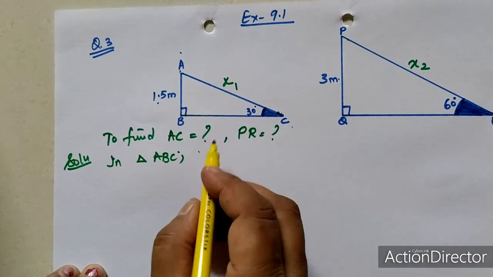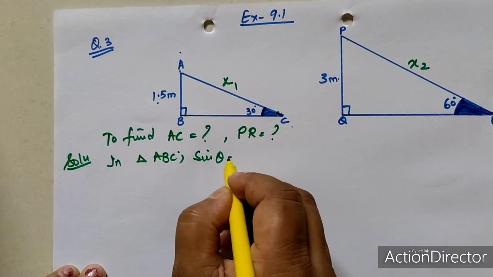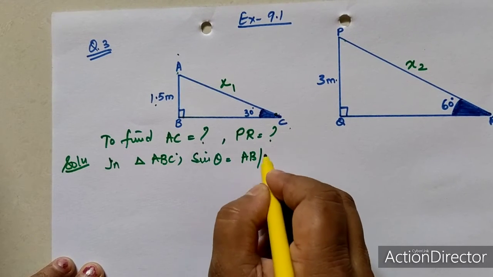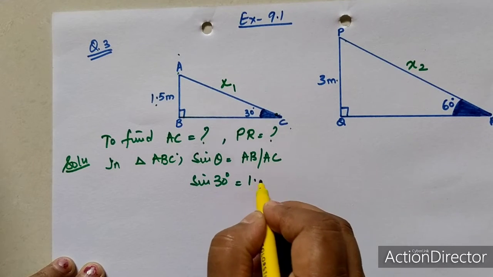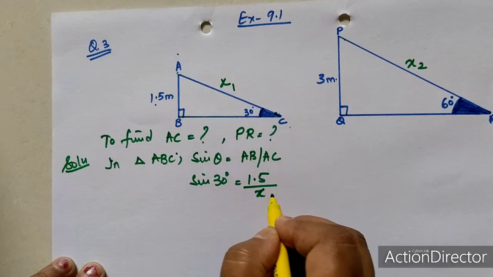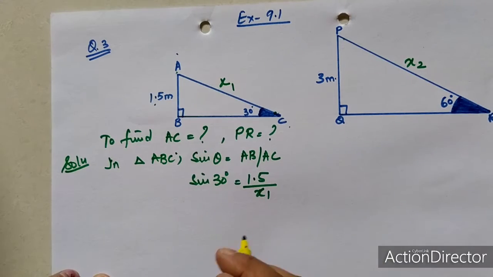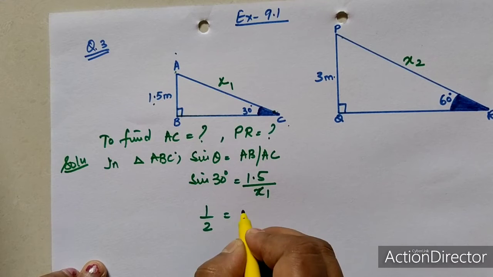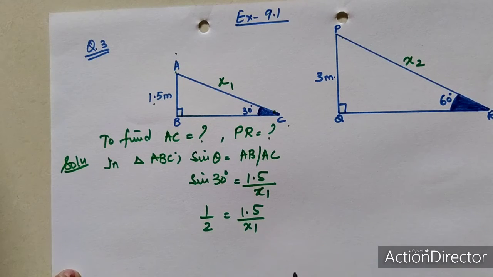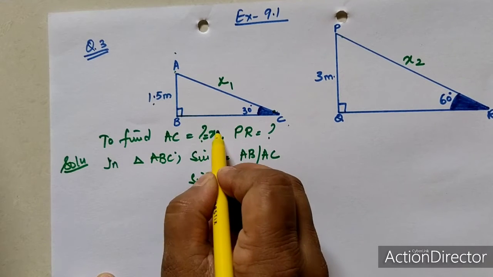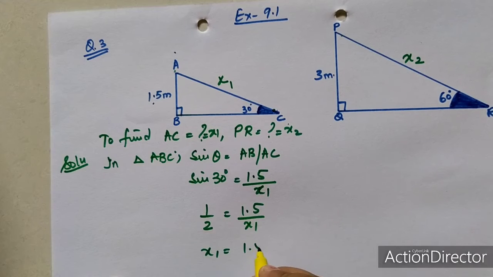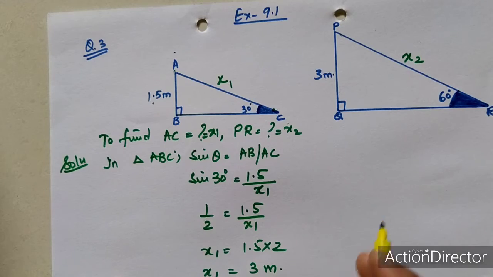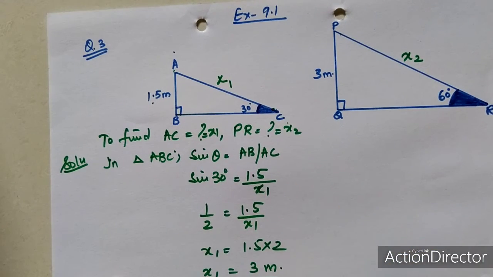Okay. So in triangle ABC, sine of theta is equals to AB upon AC. Sine of theta means 30 degree, that is equals to 1.5, and AC is x1. This is the length of the first slide. So sine 30 is 1/2 and this is 1.5 upon x1. So here I am going to write x1 here, so it is clearly mentioned that what you are going to find out. Okay. Then x1 is equals to 1.5 into 2, that is equal to 3 meters. So the length of the first slide is equals to 3 meter.